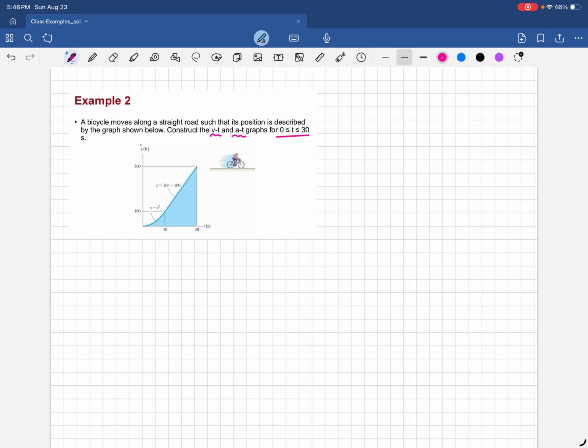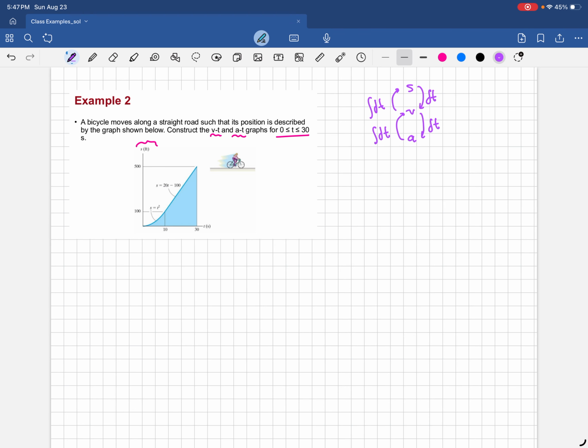So we have the position graph, and again we have our relationship: position, velocity, acceleration. If I want to move from this side to this side, I'm going to differentiate in terms of time. If I'm moving from this side, I have to integrate in terms of time. So let's see what we have.